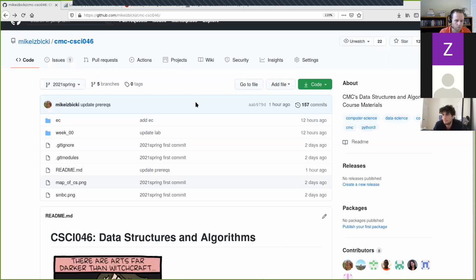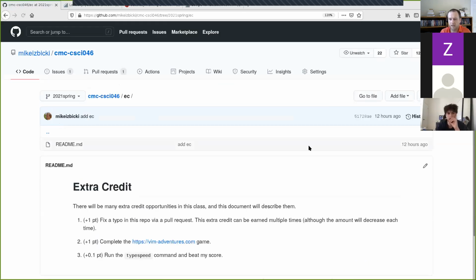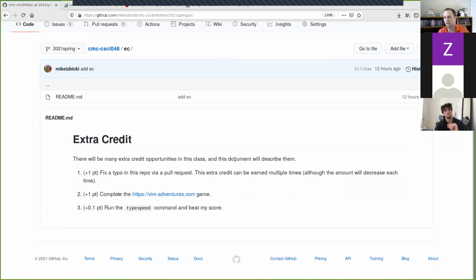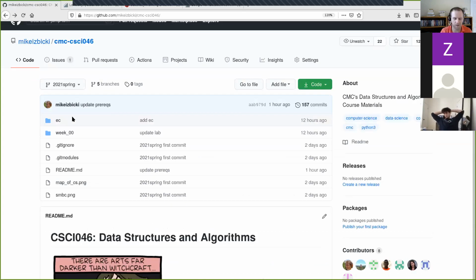Then we're going to jump over here. Oh, actually, real quick. Since we were talking about grades, there's this EC folder, extra credit. There'll be a handful of extra credit opportunities throughout the course. I'll be posting them all through here. I really like extra credit, so feel free to get as much extra credit as you'd like.